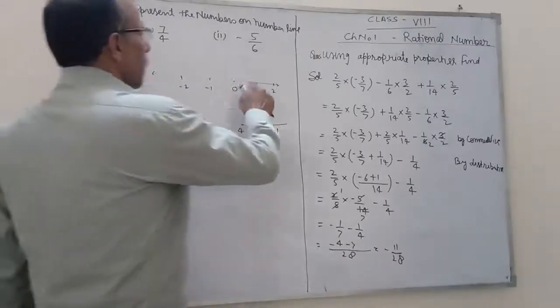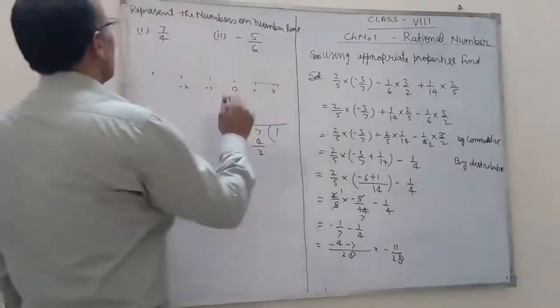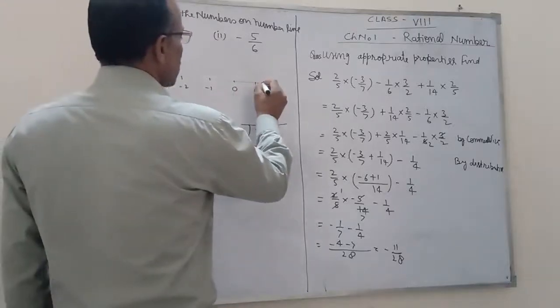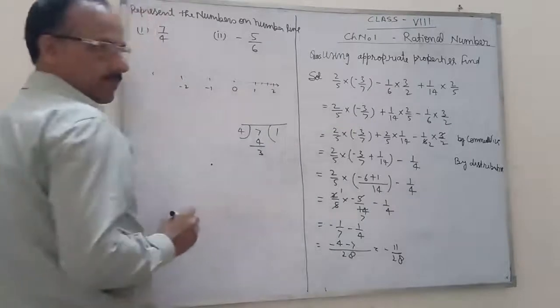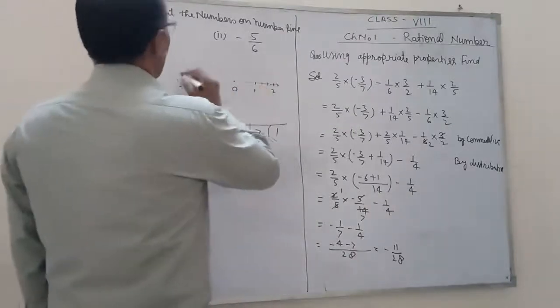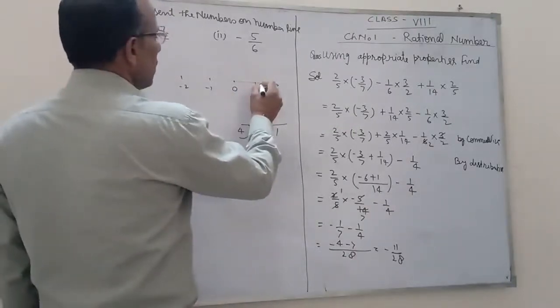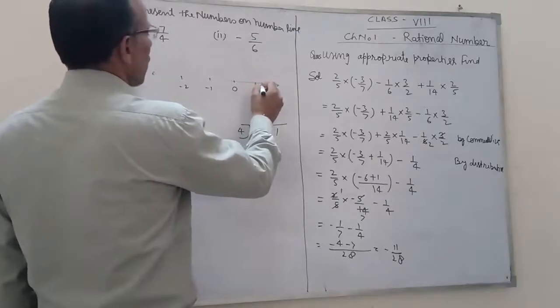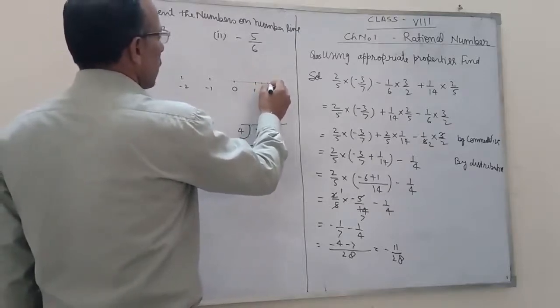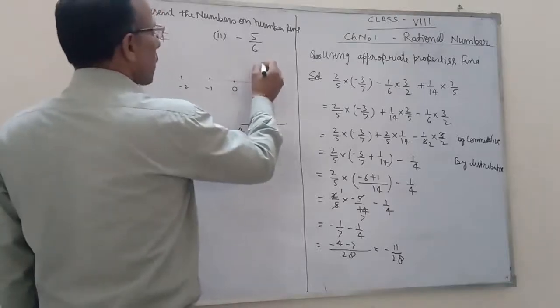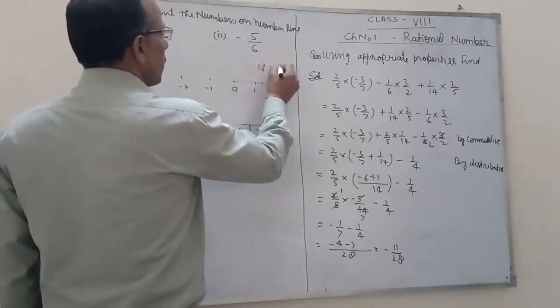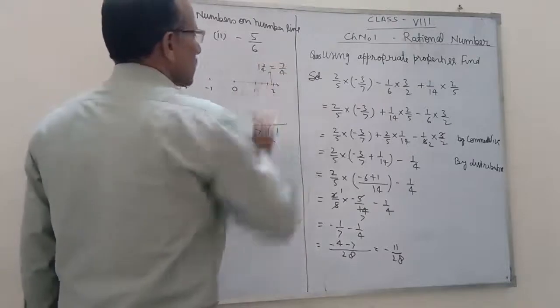So, partition 1 and 2 into 4 parts: 1, 2, 3, 4. We can write 1 upon 4, 2 upon 4, and this is 1 over 3 upon 4, so this is 7 by 4.